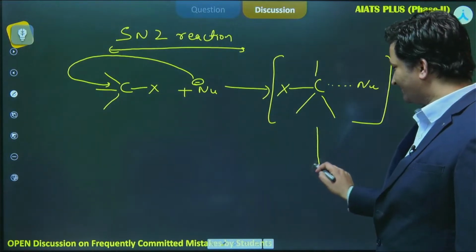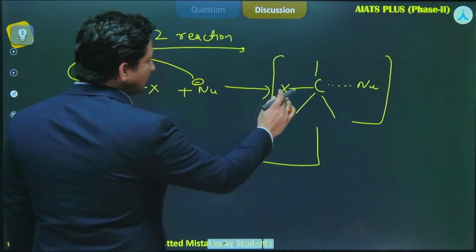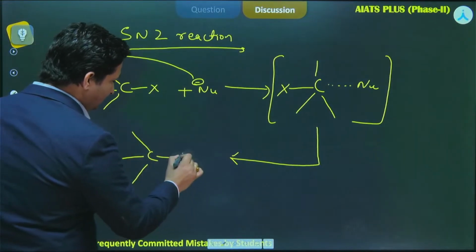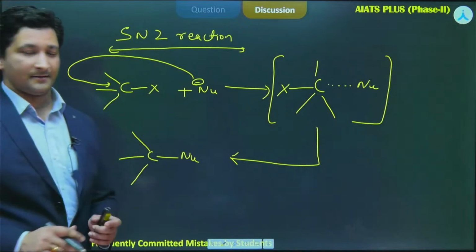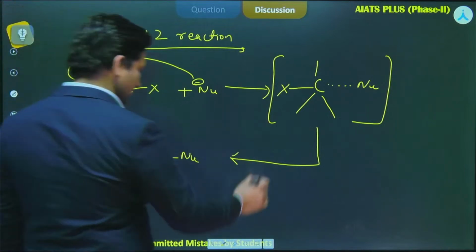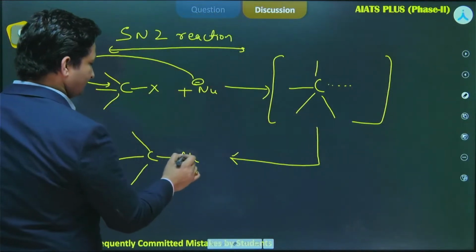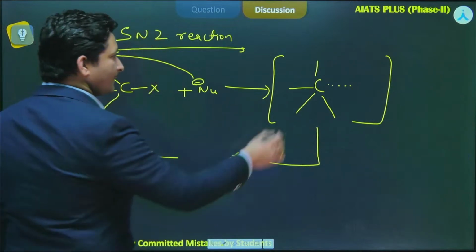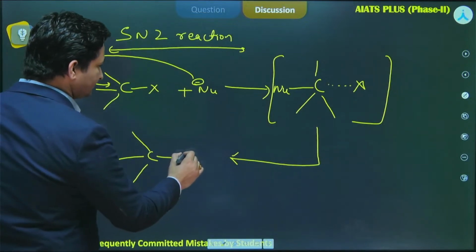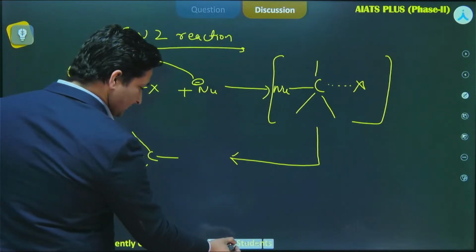Now what will happen? This nucleophile will become stronger. You can see here that the halogen was here and the nucleophile, sorry, this one is wrong here. The nucleophile is here, the halogen is here, and the nucleophile will ultimately be here. Now let's draw it like this.